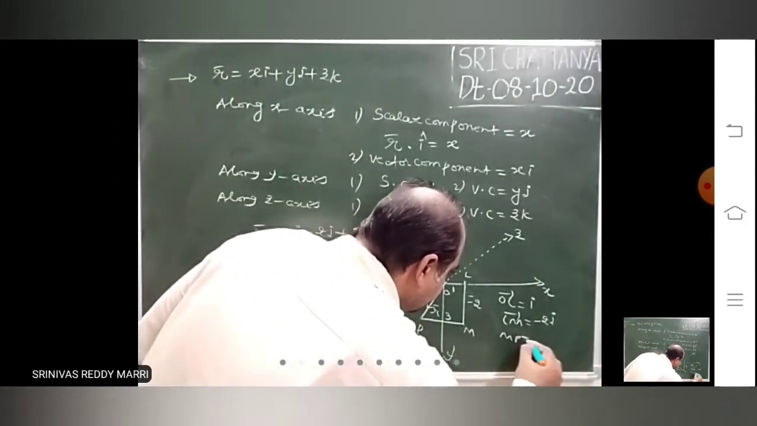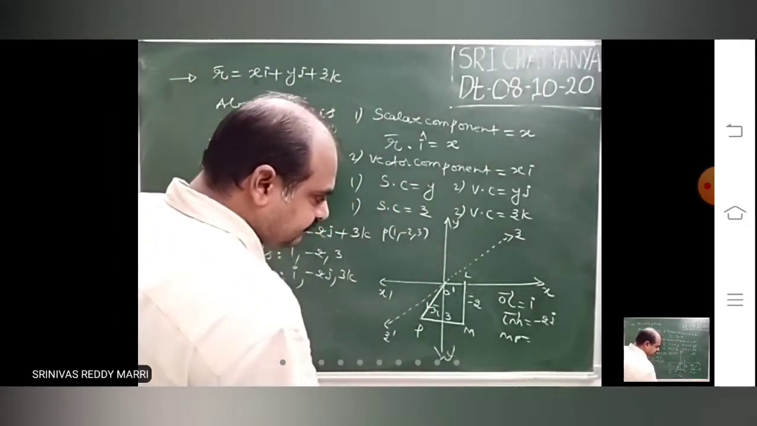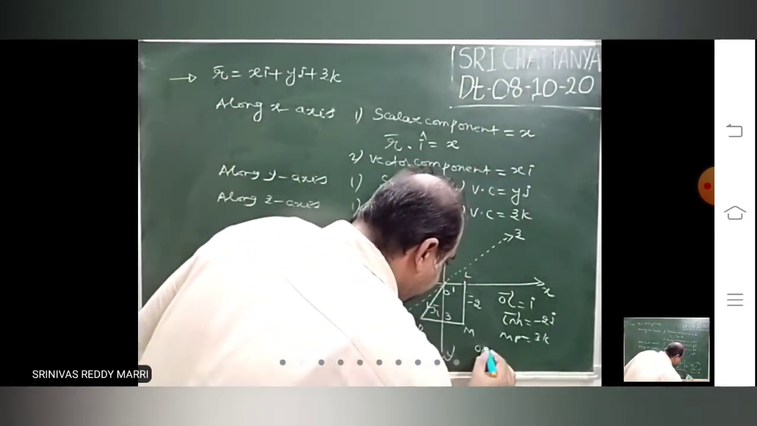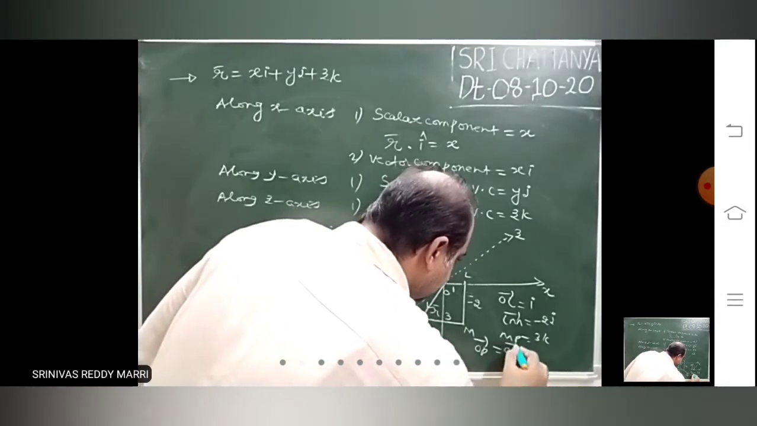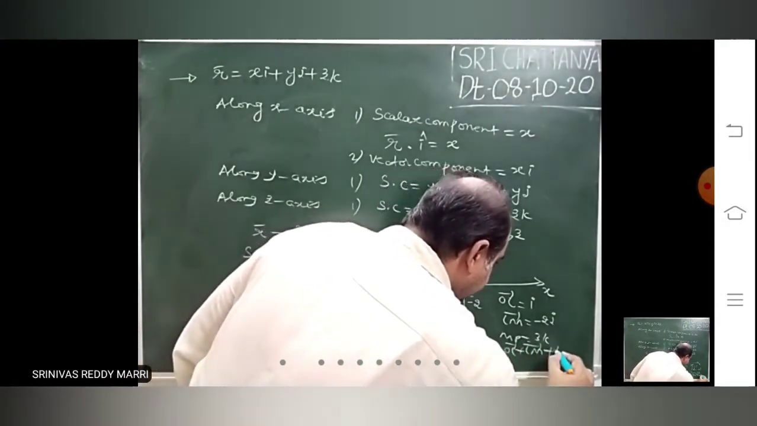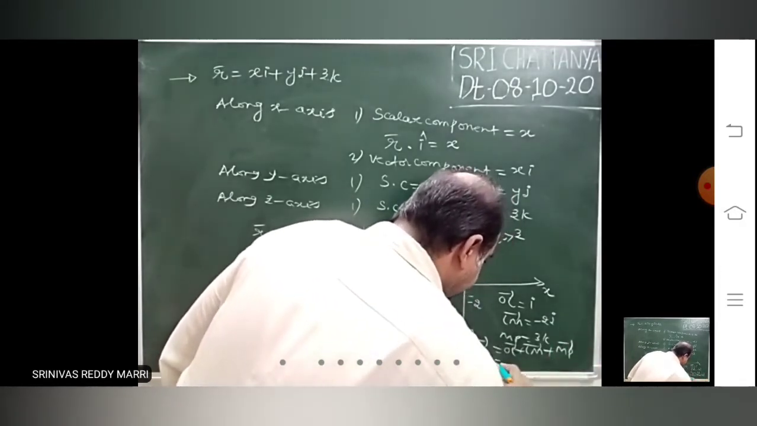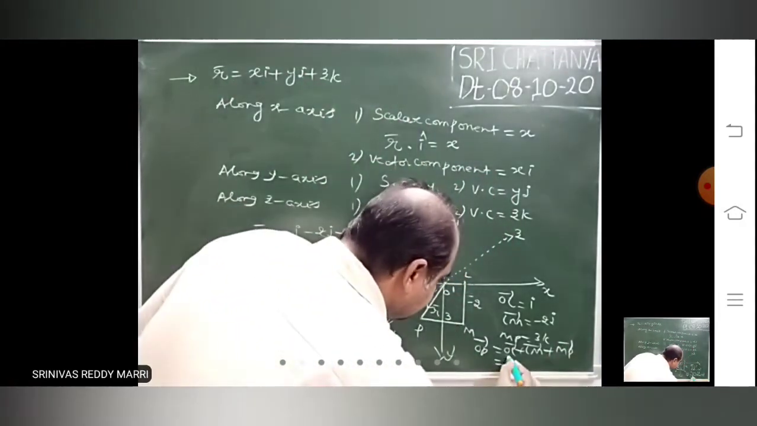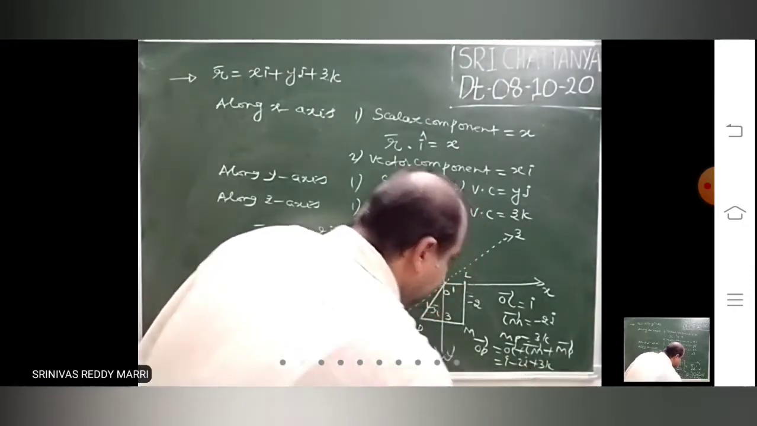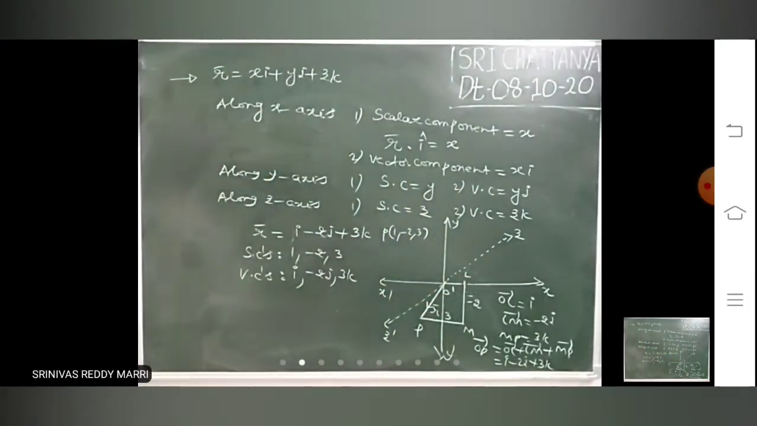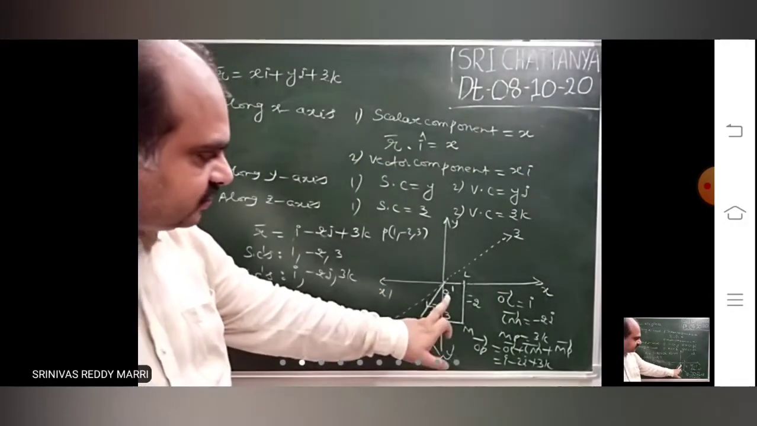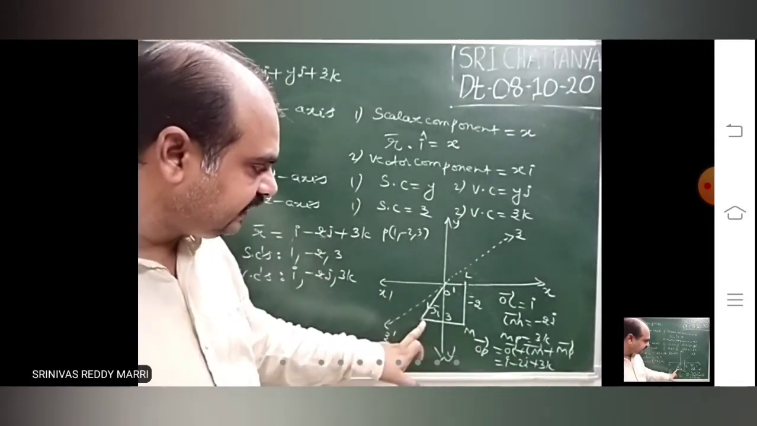MP is what? So look at this. MP is 3k. OP bar is nothing but OL bar plus LM bar plus MP bar. The resultant of these three components is nothing but our vector. That means i minus 2j plus 3k. That is actually the vector. Like that, scalar component means this one: 1, minus 2, 3.